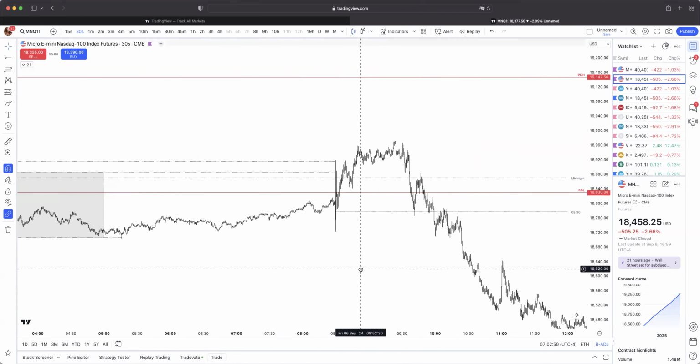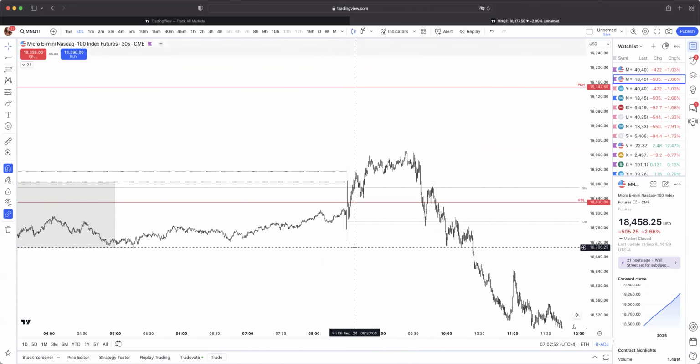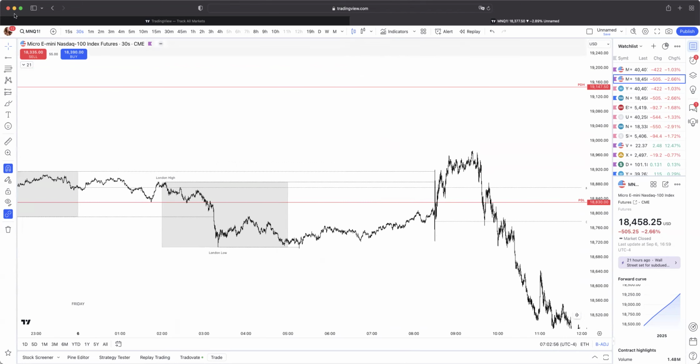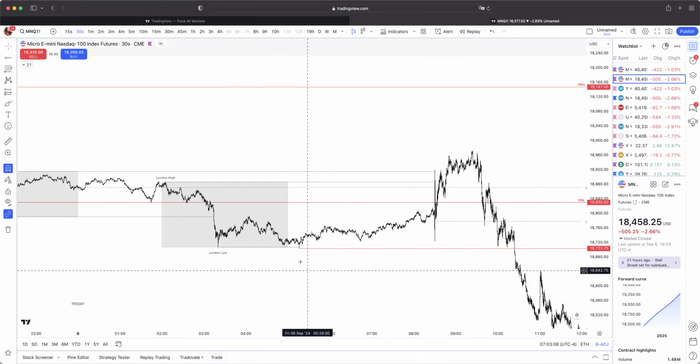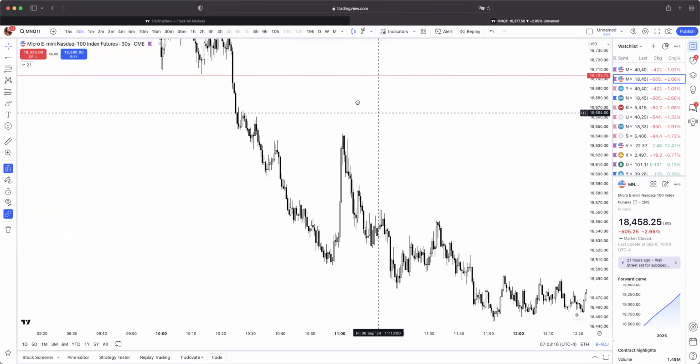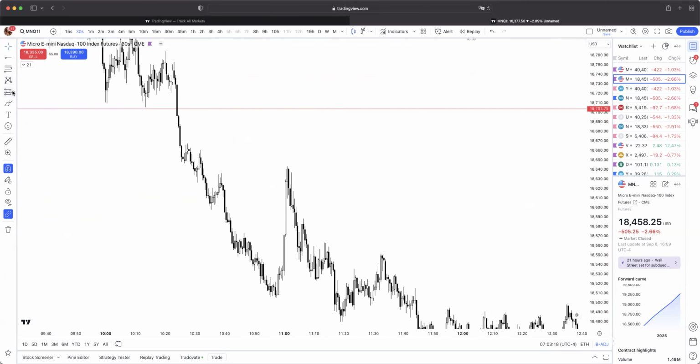In any of the sessions, you can actually use it as an entry. For instance, if we break below London low, like here, where is it? Let's, okay, this is just being stupid. There we go. Even though that was a low, that was another swing low. Anyway, you can use this as an entry as well.